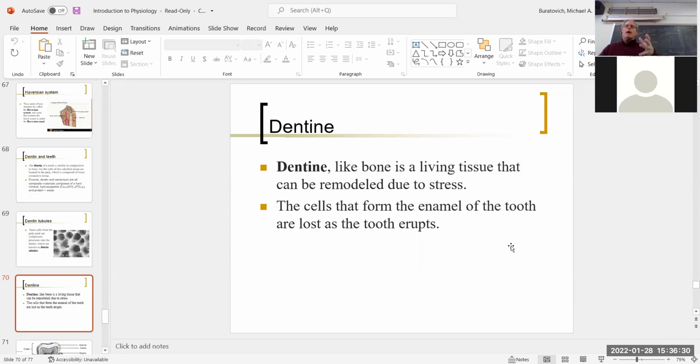Like bone, dentin can be remodeled according to stress. And that's why using braces essentially can change the molding, the bite essentially, because that tissue remodels according to stress, just like bone does.